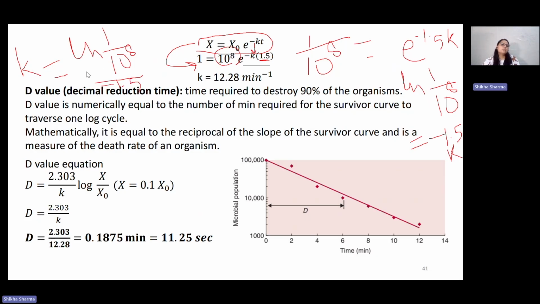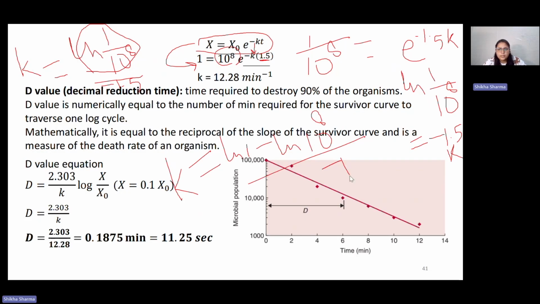So this ln 1 divided by 10 to the power 8 can be written as ln 1 minus ln 10 to the power 8, right? So k will be ln 1 minus ln 10 to the power 8 divided by minus 1.5. When we solve this, we get the k value as 12.28 per minute. Please try to solve and let me know if you're getting the same value.